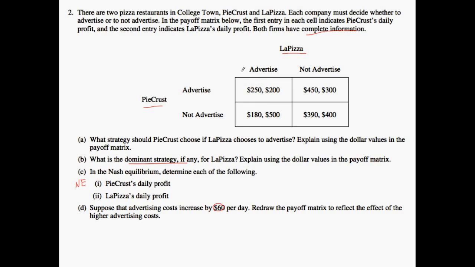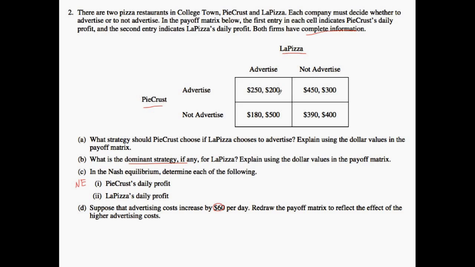So the way that I always solve games is I always kind of cover up what the other person is doing while thinking about what Pie Crust would do. So in other words, in the case where I want to solve for Pie Crust's situation in the advertised versus not advertised situation, I need to assess two different conditions. The first condition would be where La Pizza chooses to advertise, and then the second would be where La Pizza decides not to advertise. So in other words, imagine that this side of the payoff matrix is just gone, right? Just take your hand, cover the screen for this area.